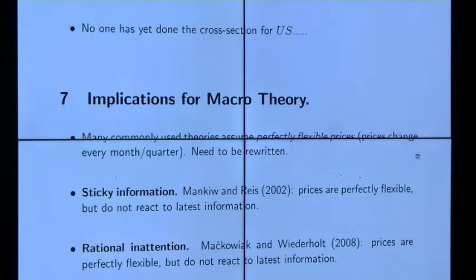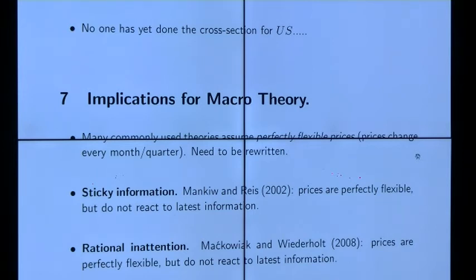And again, what it assumes is that prices are perfectly flexible, but they don't react to the latest information. The information they reflect is old information. So information is sticky in the sense it lasts for a long time because firms don't update their price plans very frequently. But the underlying assumption is that prices change every month in the sticky information model.